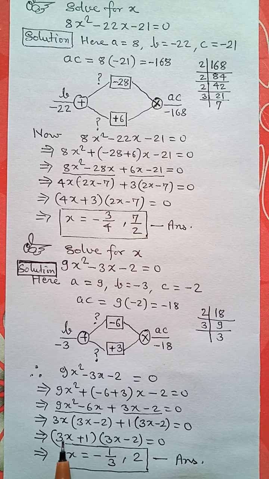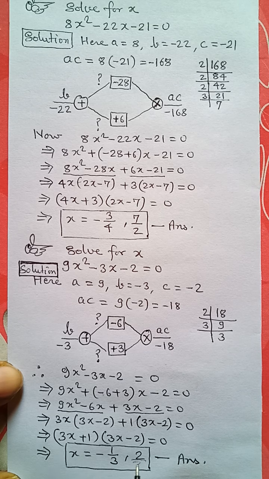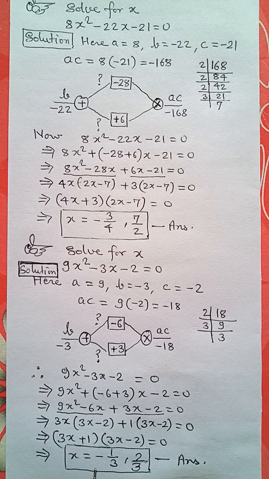And if the first factor is 0, it gives us x is equal to minus 1 by 3. And if the second factor is 0, it gives us x is equal to 2 by 3. Hence, x is equal to minus 1 by 3 and 2 by 3 are the solution or roots of the equation.